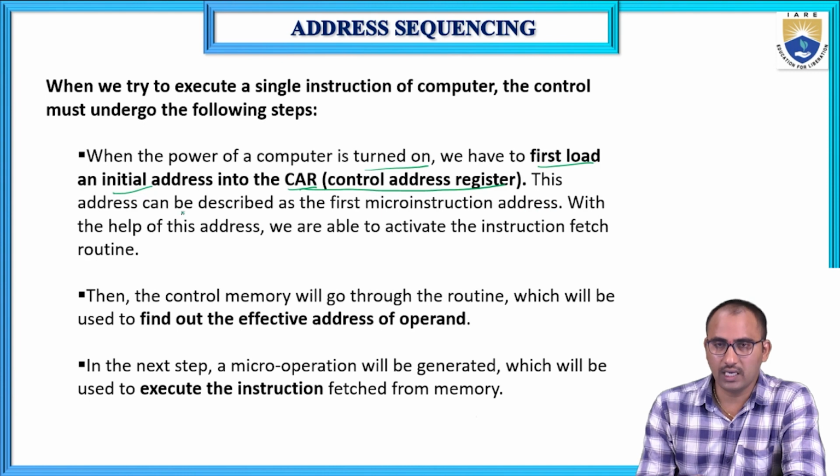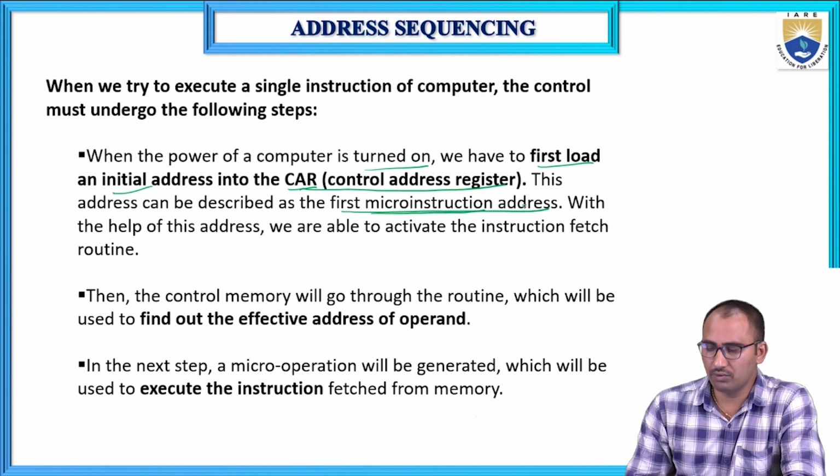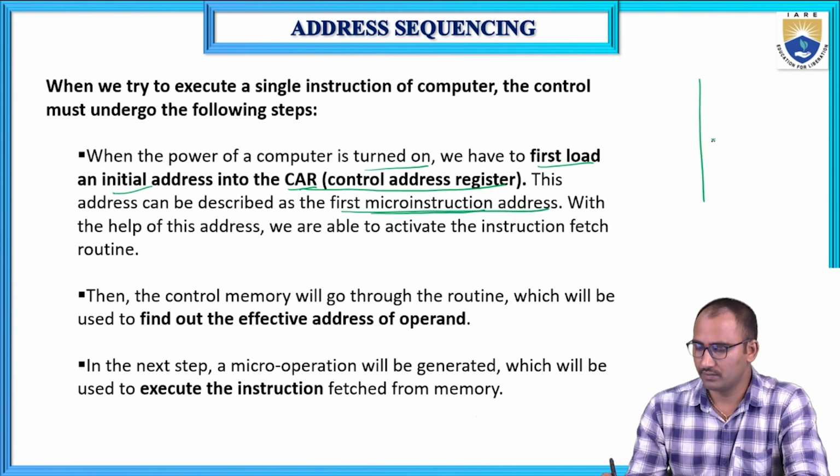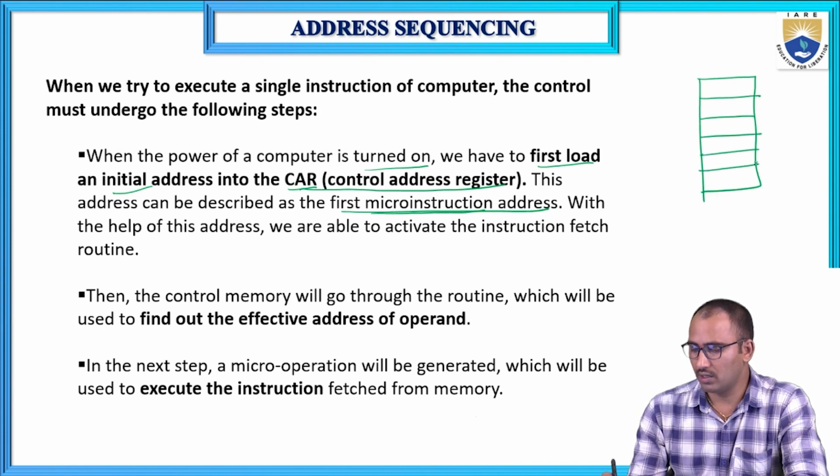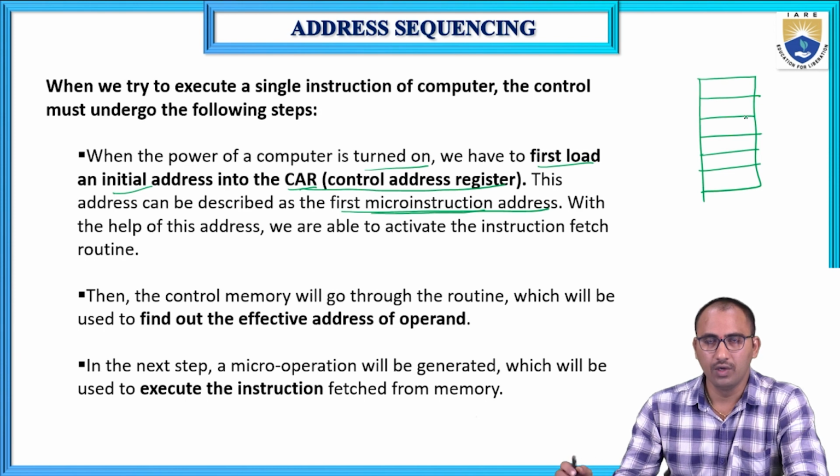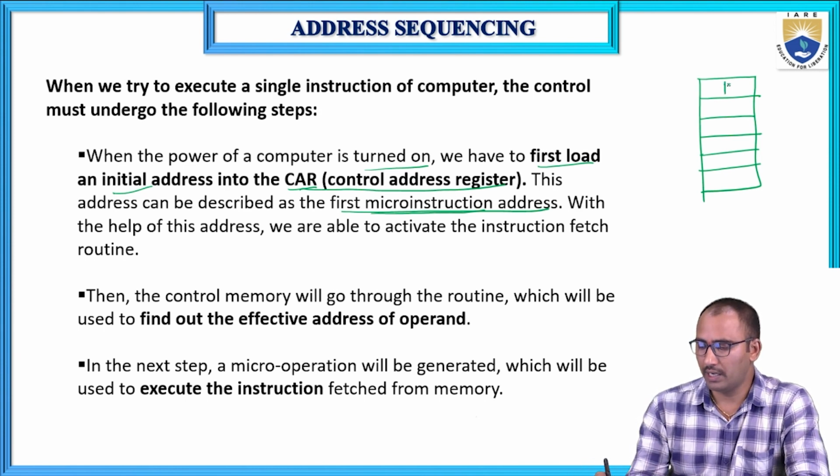Okay. So this address can be described as the first micro instruction address. Already we have seen previously that we have a memory, which is a control memory. In the control memory, we are storing micro instructions: micro instruction 1, micro instruction 2, 3. The address of the first micro instruction will be stored in the control address register.